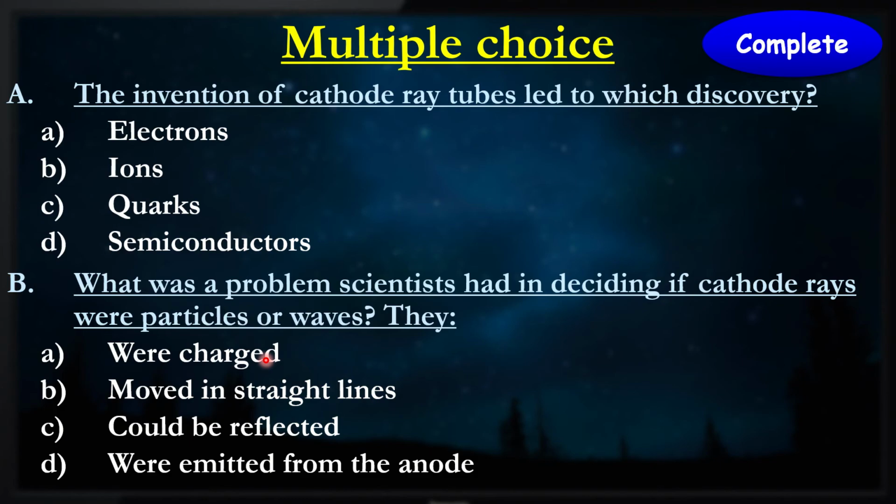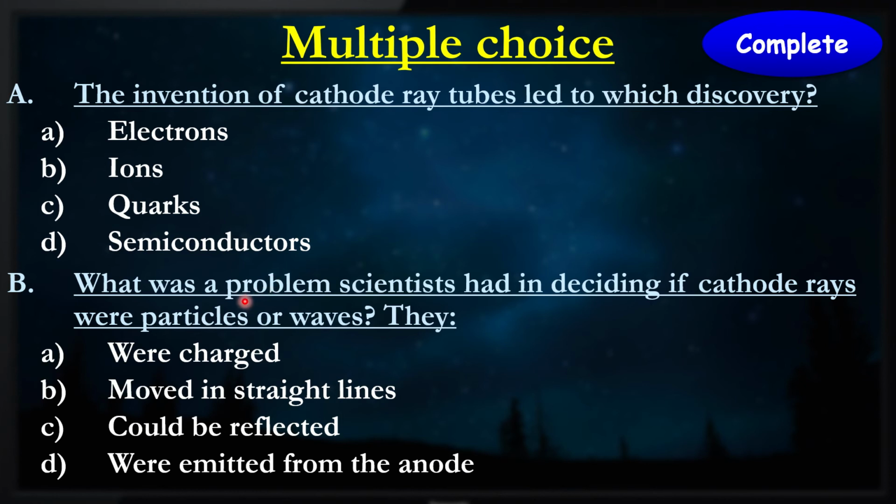Okay, before we start, let's have a look at a couple of multiple choice questions. So what did the invention of the cathode rays, why was that important? And also the second question: why was there a problem for scientists in deciding if cathode rays were particles or waves? What was the main factor that was making it difficult at the time? If you want, now's a good time to start pausing the video and answering, because I'm going to go through the answers now.